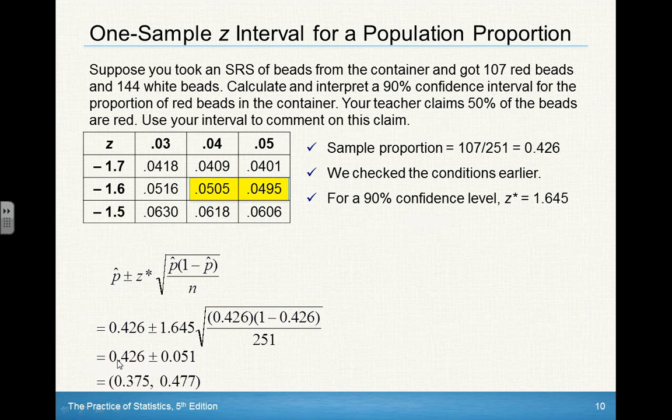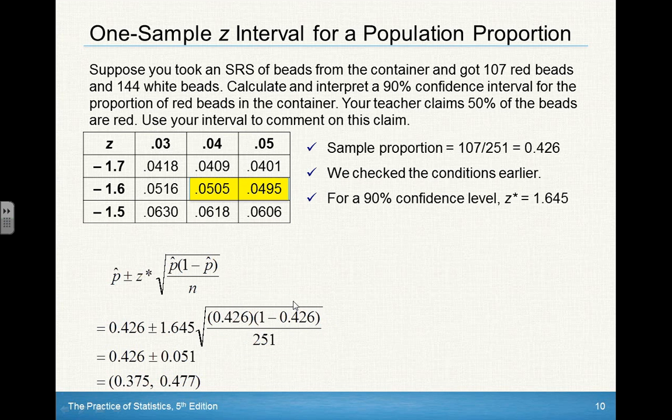And you could either write the answer like this or like this. I personally prefer the bottom one, but a lot of times you'll see this. This 0.051 is called the margin of error. This 1.645 is the critical value, or the Z-star critical value, and the square root of all this stuff is called the standard error.